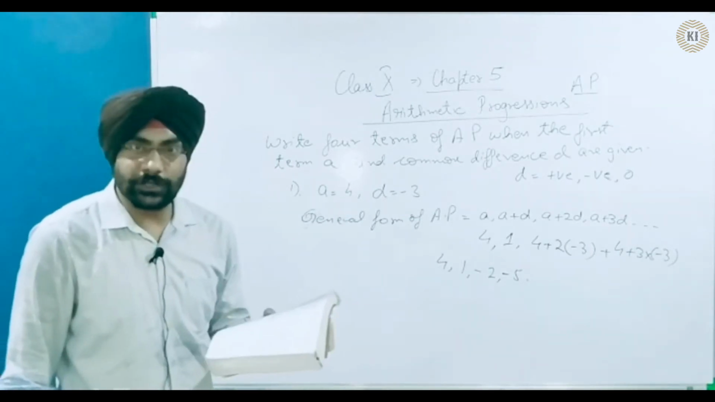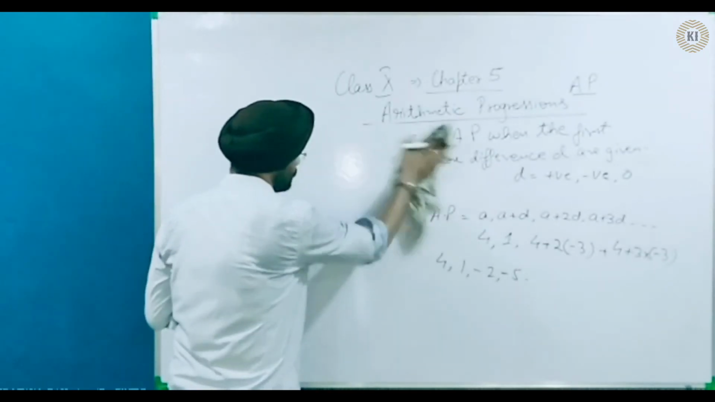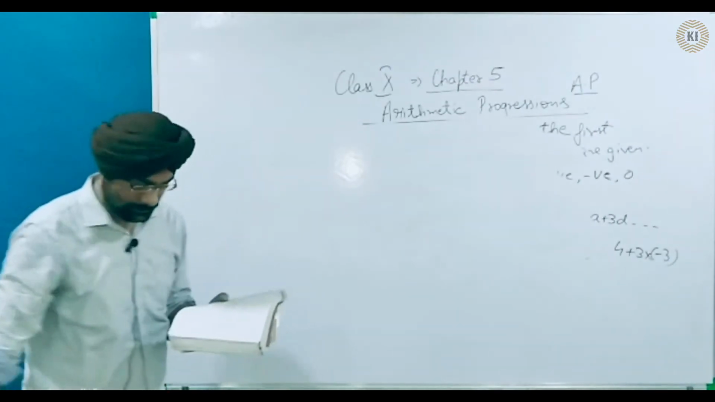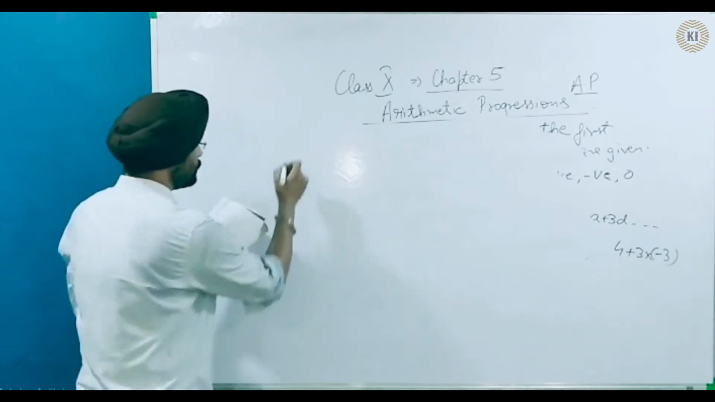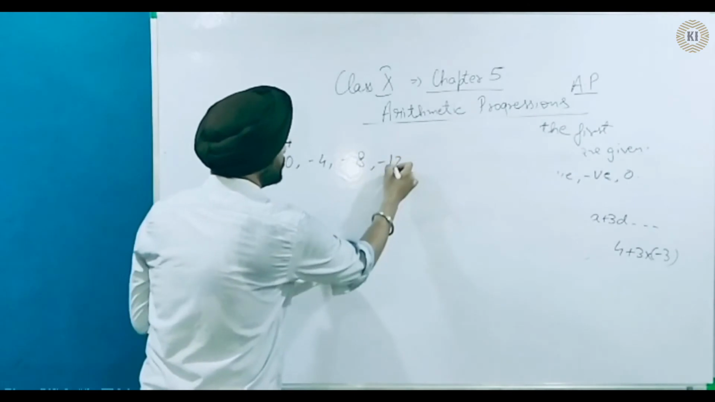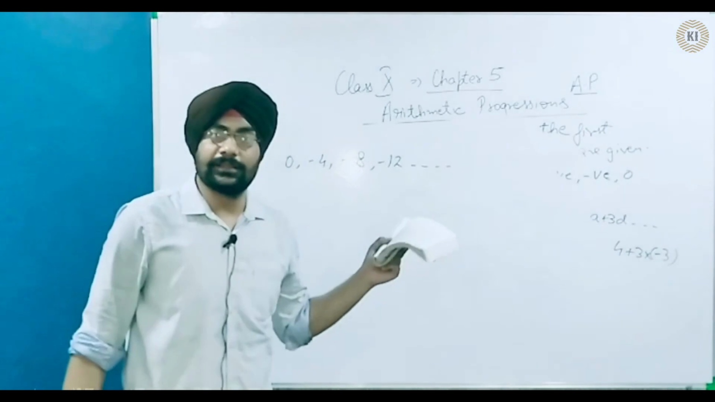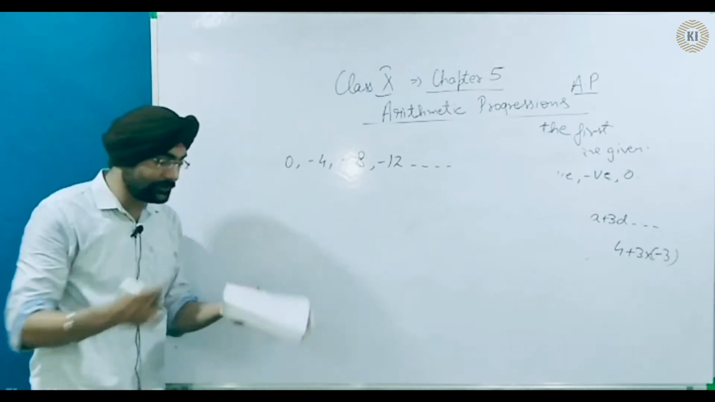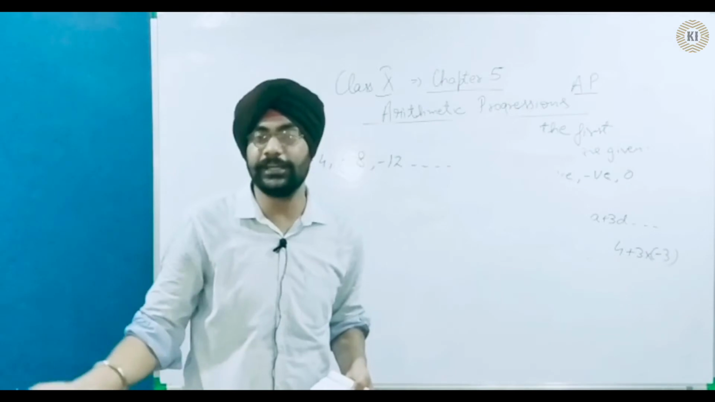The second type of question you can get in your examination, just see here. Suppose you have got a series like 0, minus 4, minus 8, minus 12. Now see, in this question you have to say whether this series forms an AP or not, and if it forms an AP, then you have to calculate the common difference and the next 3 terms of the AP.